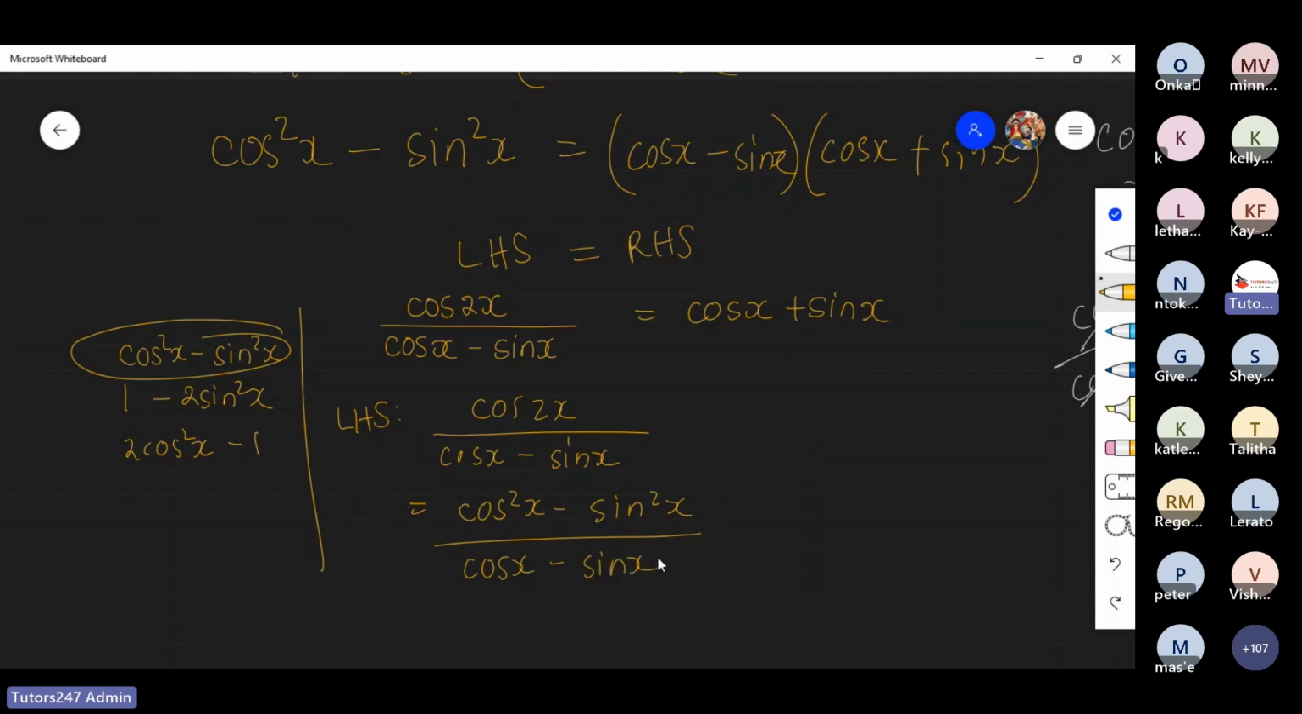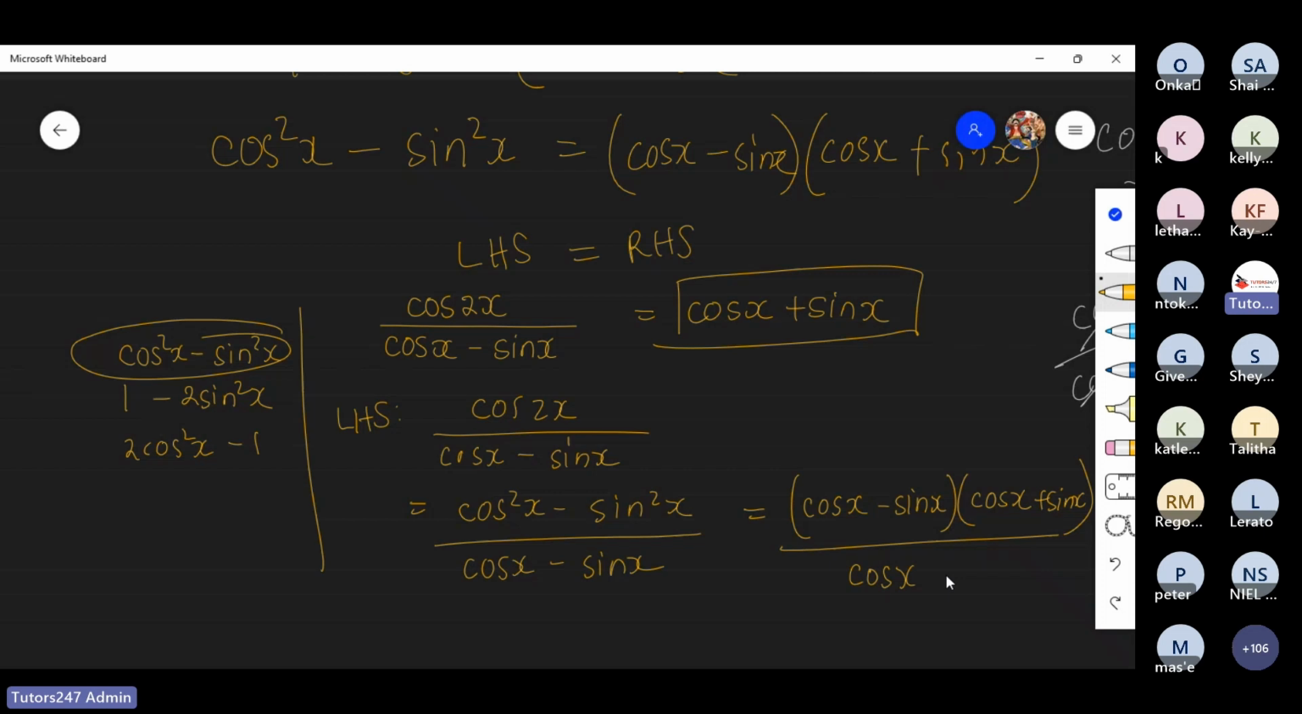Now, if you look at this, you can say, okay, it's kind of looking correct to me because I know I'm supposed to end up with cos x plus sine x, right? And if you look at what I have so far, you can already see a difference of 2 squares. So you know some stuff is going to cancel out. I'm going to get rid of that denominator. So if you were to use your difference of 2 squares method, it's going to be cos x minus sine x and cos x plus sine x all over cos x minus sine x.